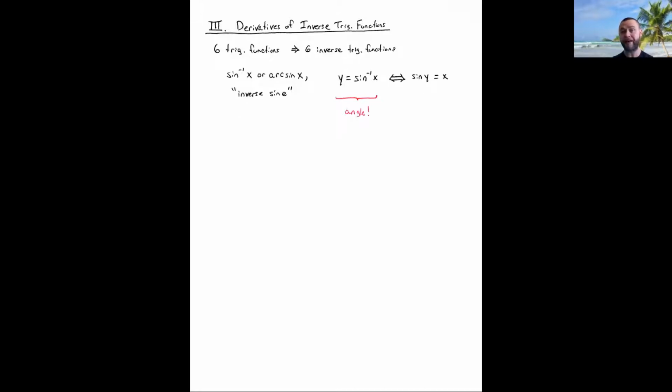Now, if you take a look at the right-hand side, sine of y equals x, remember what you plug in to trig functions. You plug angles into trig functions. You get as output numbers. So on that right side, sine of y equals x, y represents an angle, x represents a number. So when you take a look at the left side now, inverse sine of x, anytime you see an inverse trig function, that represents an angle of some sort.